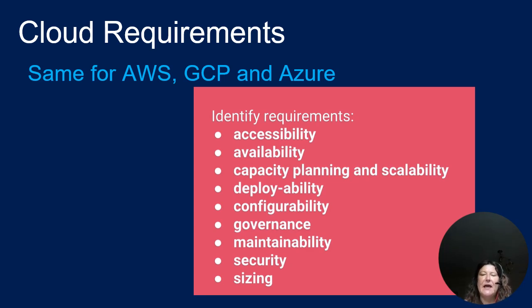Availability: you'll have to know how important it is to the company if a system goes down, and how long it goes down for. You have to put a price on that, basically, because you have to know how much you're prepared to pay to keep the system available, and that will help you determine which cloud elements you use to keep your system up and available.